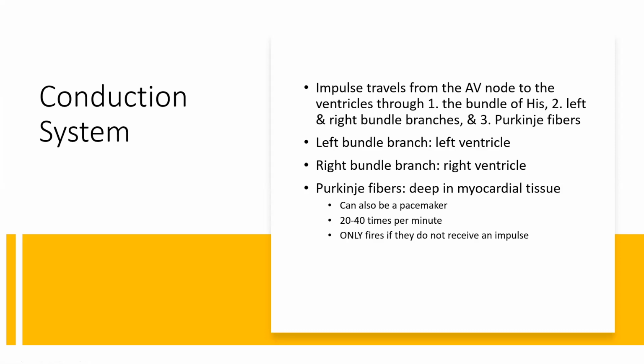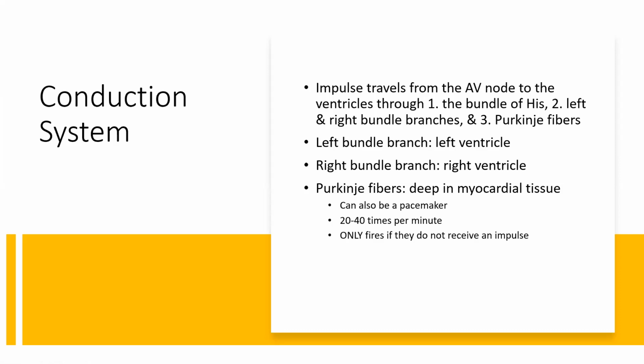Okay, so the impulse is going to go through the ventricles through what's called the bundle of His or His. Neither is wrong because you can see how it's spelled. The second thing it's going to do, it's either going to go to the left bundle branch or it's going to go to the right bundle branch. And so the left bundle branch sends nerves to, you guessed it, the left ventricle. Okay. The right bundle branch goes to the right ventricle.